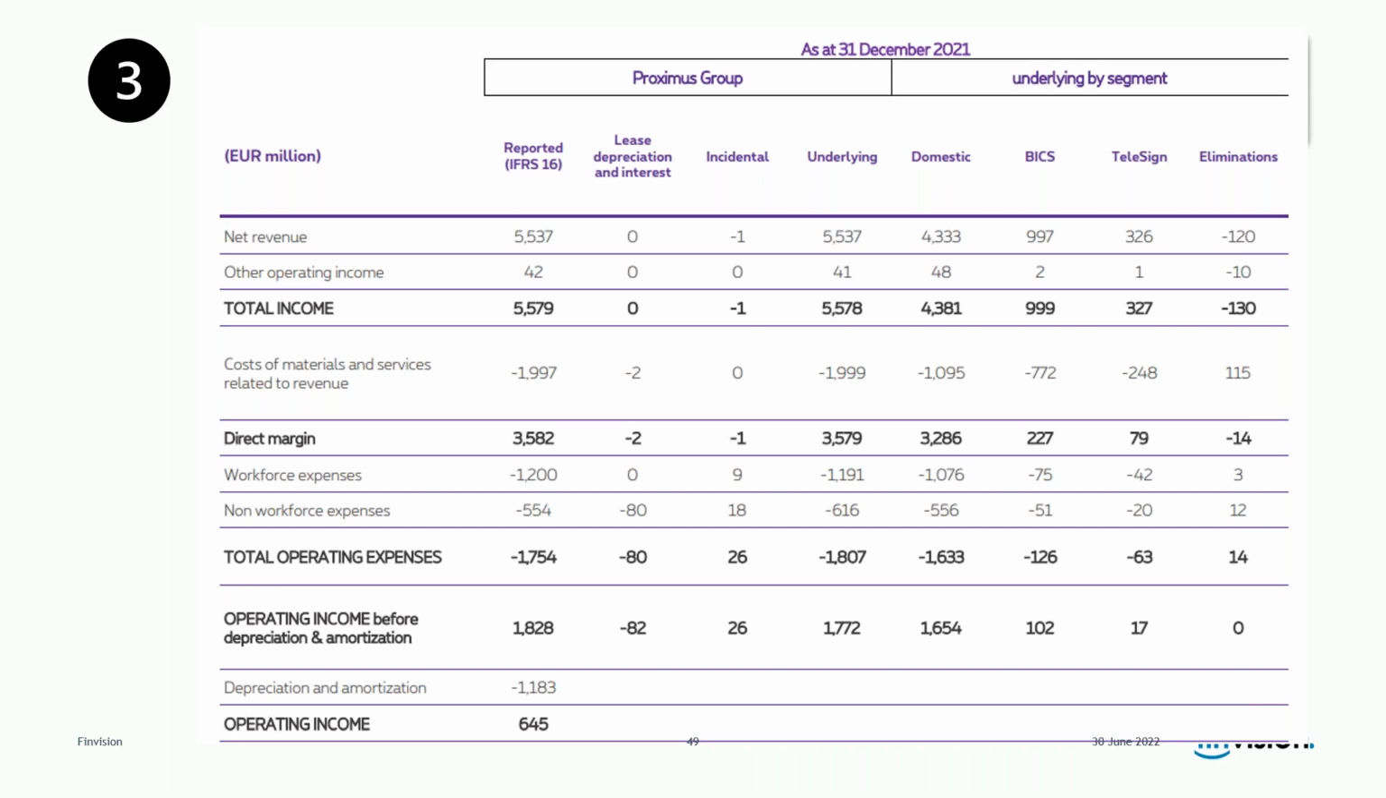What you see is that their measurement basis is operating income before depreciation and amortization at the bottom, and that they're going to reconcile. On the right side we have the total of the underlying segments, which is the underlying. For example, operating income before depreciation and amortization is 1,772,000,000. That's the right amount, I think, for Proximus.